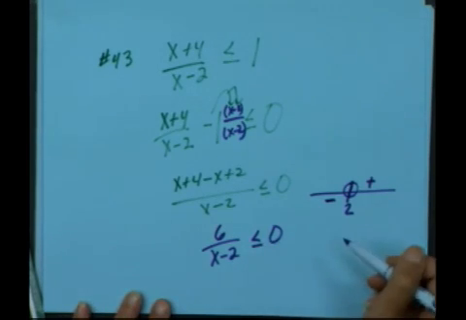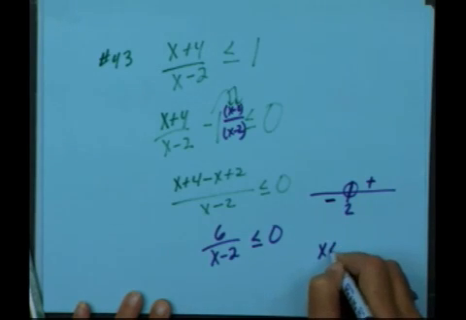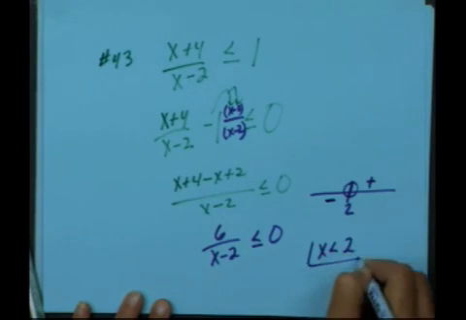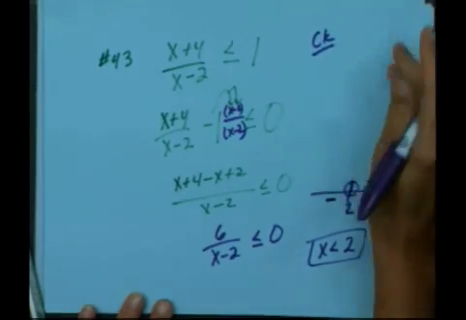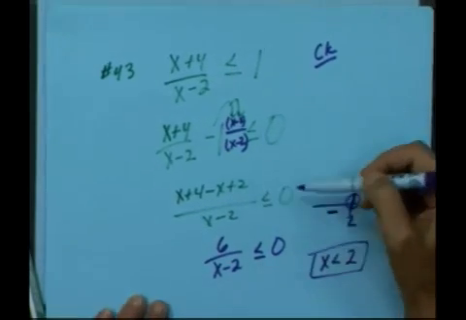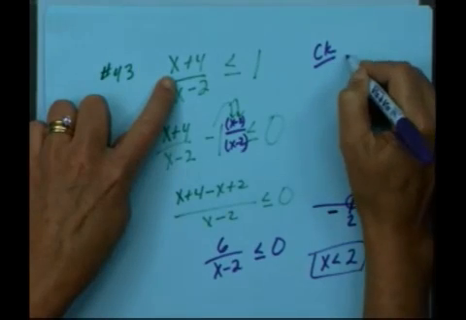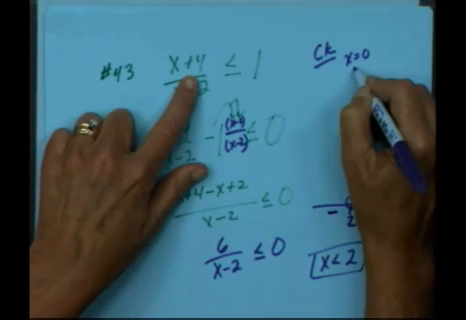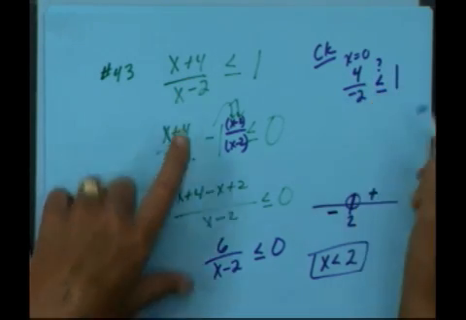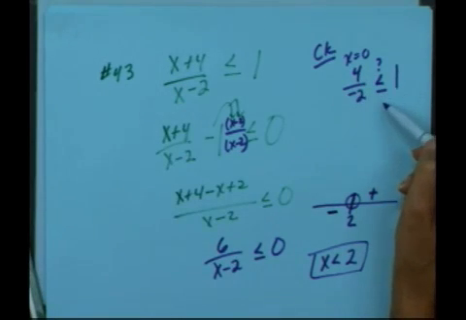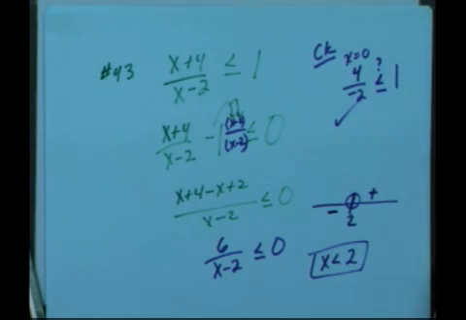All right, which of these two am I going to use for my question? It says less than. Negative. So x is less than 2. And just double check up here and see if it makes a true statement. Remember, you really always check back in the original problem. A number less than 2 might be 0. So check x equal to 0. You get 4 over negative 2. Is that less than or equal to 1? Is negative 2 less than or equal to 1? Yep, so I know I'm right. Okay, is that good? So that's number 43, 3.5.